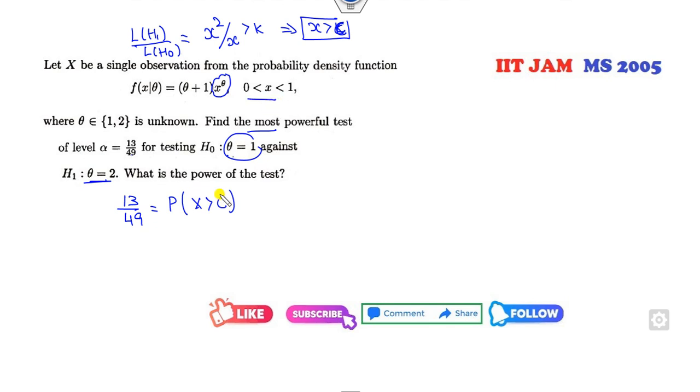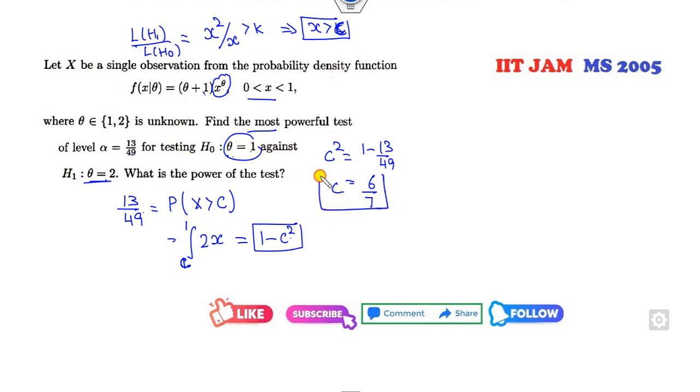So it lies between 1 and c, under the h naught, when theta is equal to 1, it is 2 times x, so it is 1 minus c square. So 1 minus c square is 13 by 49, so c square will be 1 minus 13 over 49, so it's 36 over 49, c is 6 over 7. Fine.